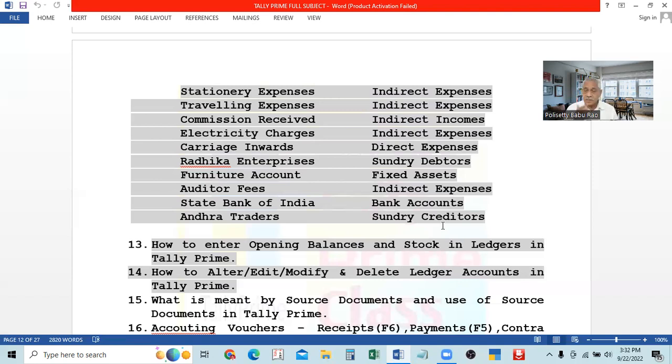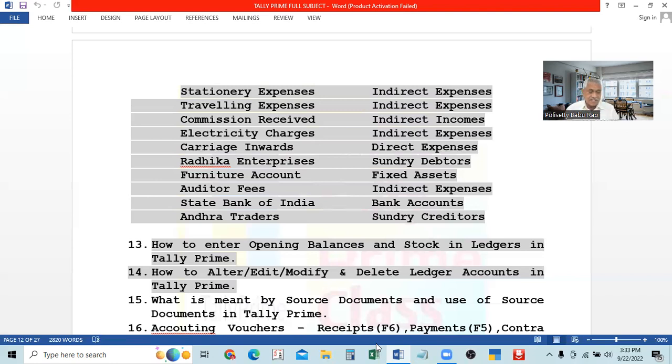So invoice means, from the point of both the parties, from the point of seller, it is sales invoice. From the point of buyer, it is sales invoice only, but the buyer treats it as purchase invoice. Okay. So in this invoice, that is bill or invoice, only credit sales will be available in the bill or invoice.